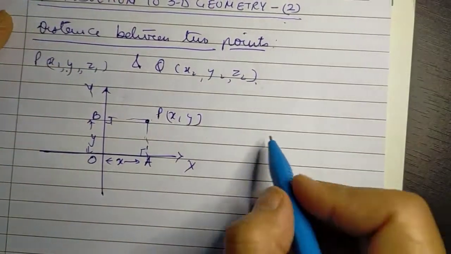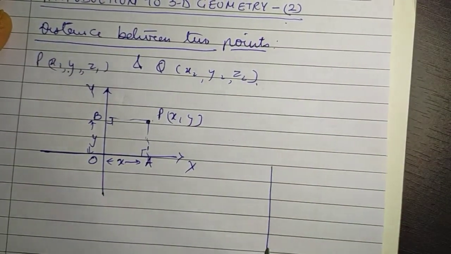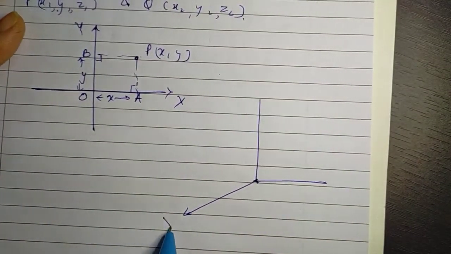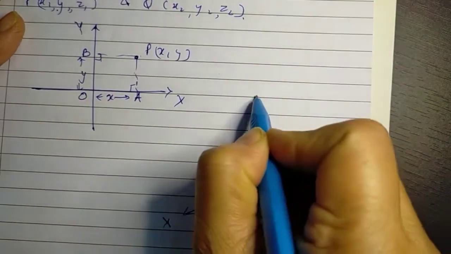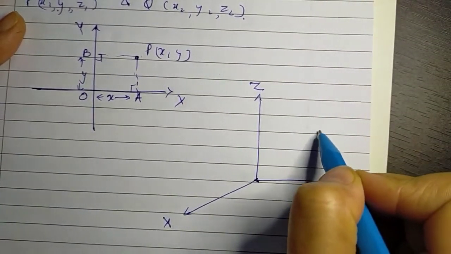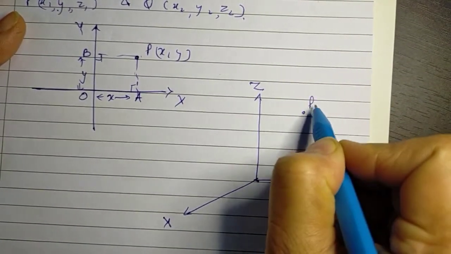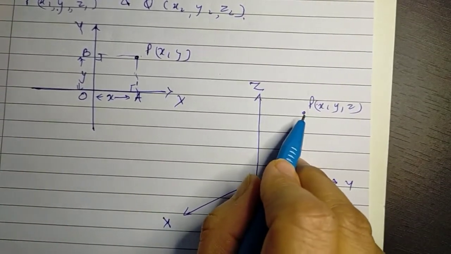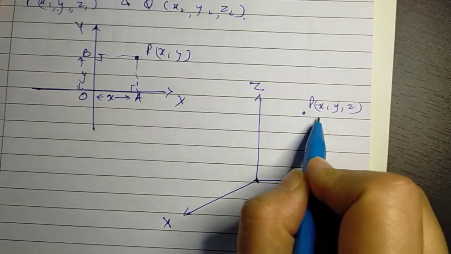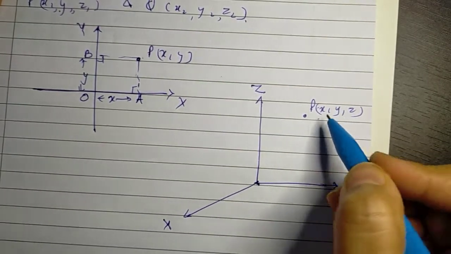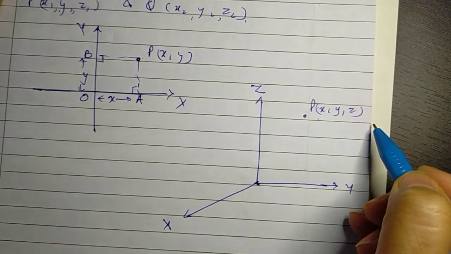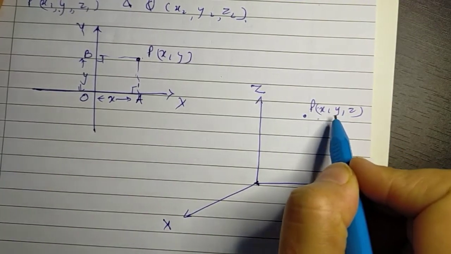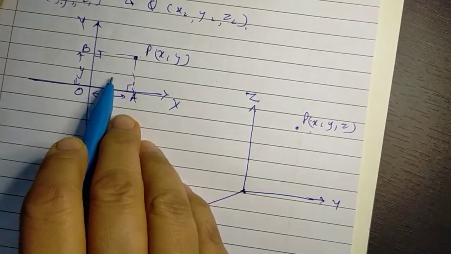And we simply extend this to 3D. This is the x-axis, this is the y-axis, and this is the z-axis, and any point in space can be uniquely identified, or its position can be uniquely identified, if we know three coordinates x, y, and z, found as an extension of this.